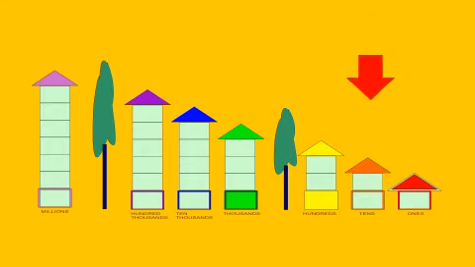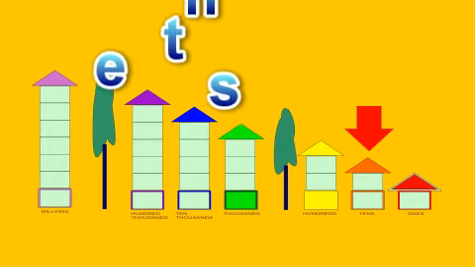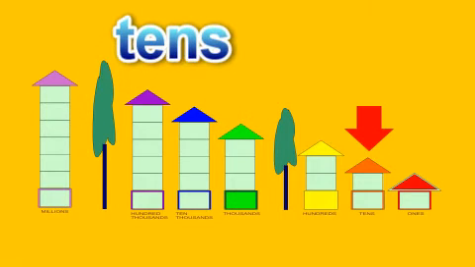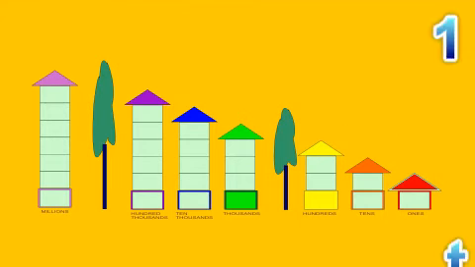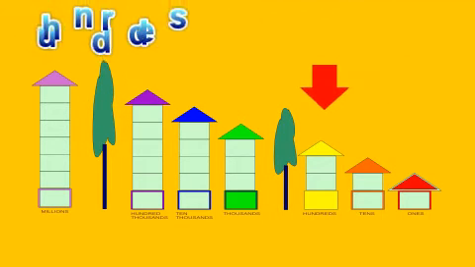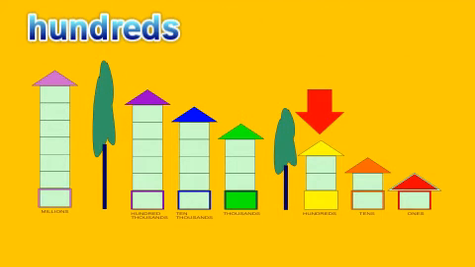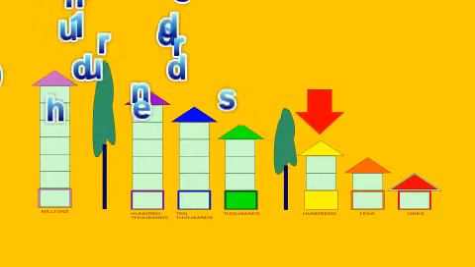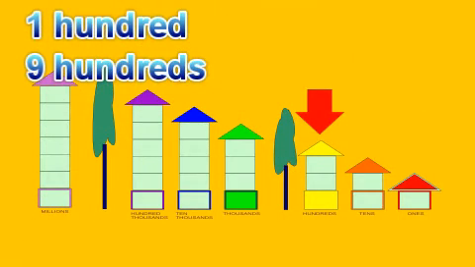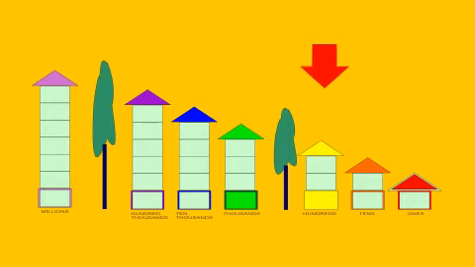The orange-colored house represents the tens place. This position accommodates 10 to 90. The next house, which is colored yellow, is called the hundreds place. Hundreds place can accommodate 100 till 900s.